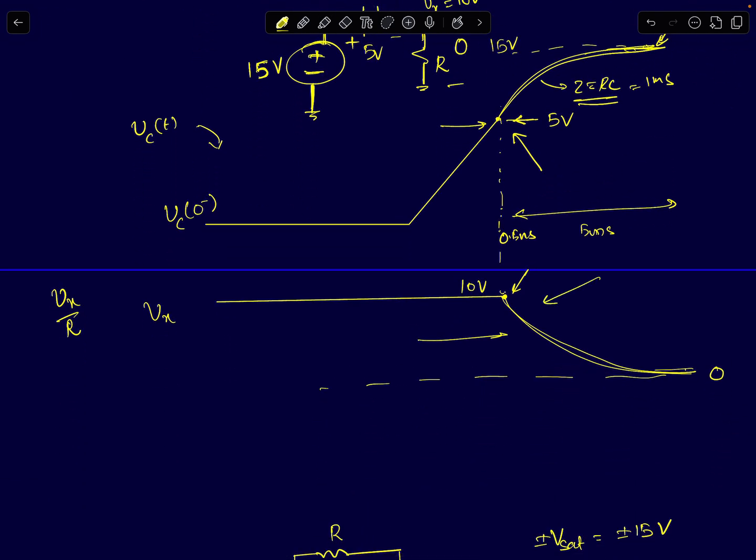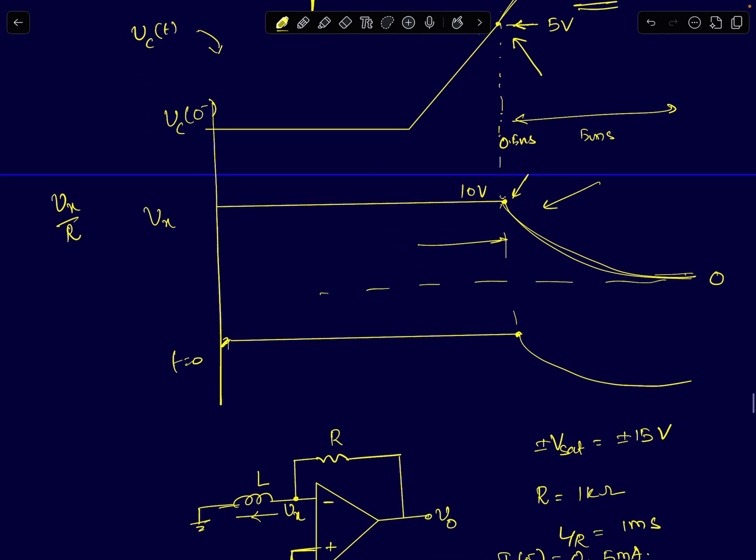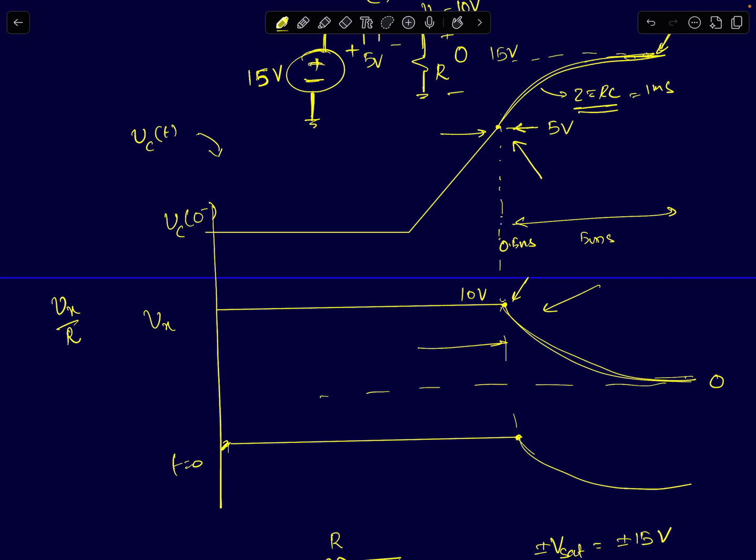It was 10 milliamperes after the switching event. So this is the point where the switching event happened. This is t equal to 0. It jumped to 10 milliamperes, and after t equal to tau by 2, it will decay down to 0. Eventually the steady state capacitor current will come to 0.